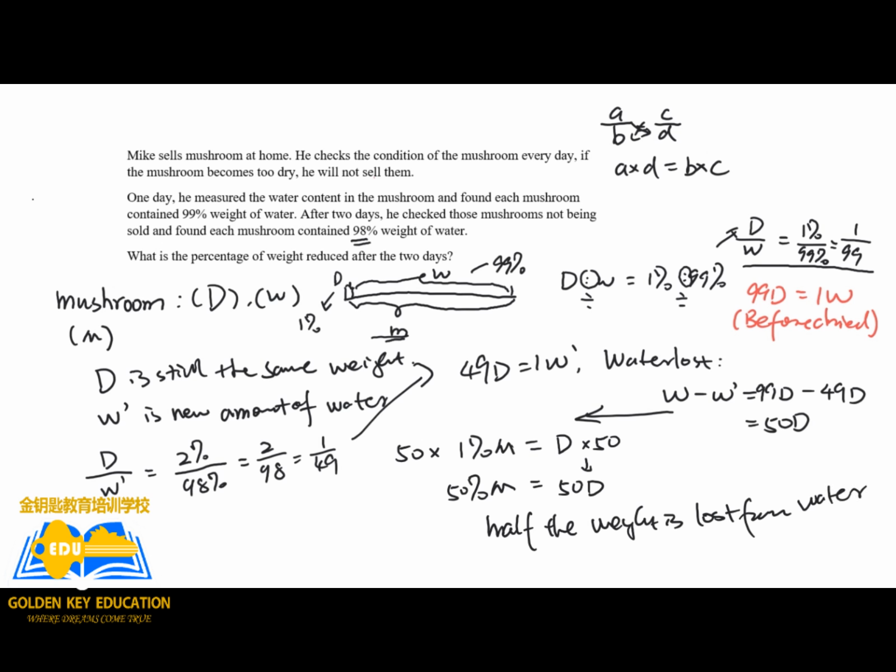Amazing, isn't it? Not many people actually realize that. They thought only 1 or 2% of the water was lost because it was originally 99 and now it becomes 98. That's a common error, because you have to consider the dry mushroom as the quantity that doesn't change in weight and make the comparison using direct ratio. Thank you.